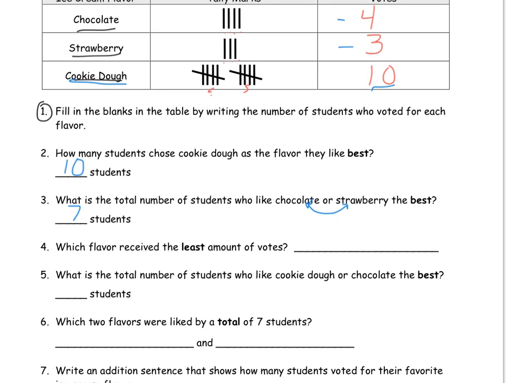Number 4 says, which flavor received the least amount of votes? The least means the smallest number, and I can see that that was strawberry, because there were 3 votes, and I see 4 and 10 for the other ones. What is the total number of students who like cookie dough or chocolate? So again, cookie dough or chocolate. I'm going to add those two for 5.